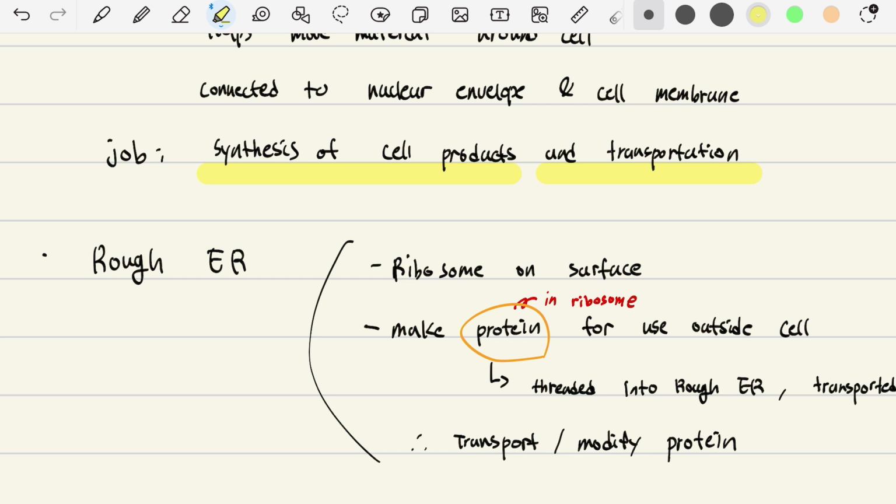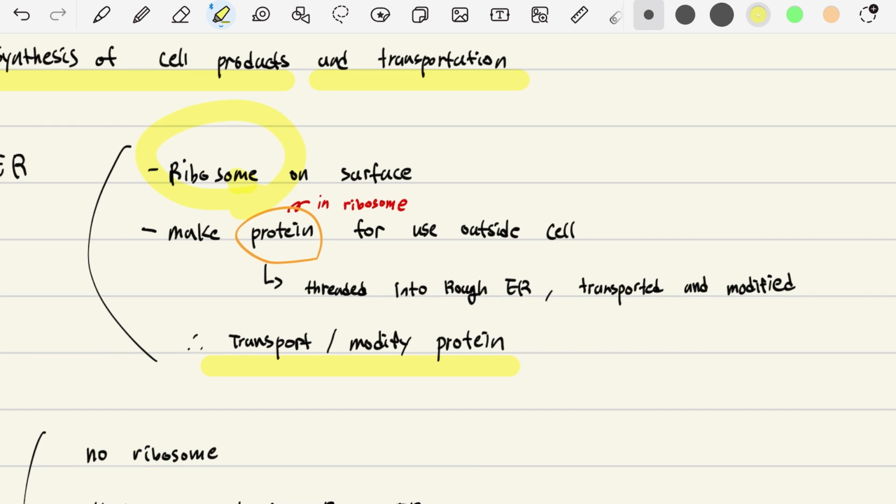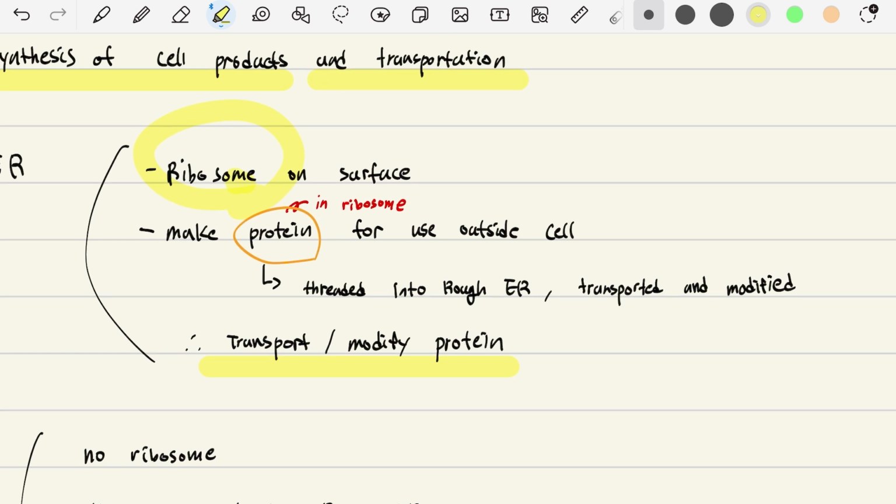I mean, not make. They transport and modify the protein. The part that makes protein is the ribosome that is located on the surface of the rough ER. In the ribosome, they make protein for use outside the cell, and it is usually threaded into the rough ER, and then the protein is transported and modified, and moved to other parts of the cell.